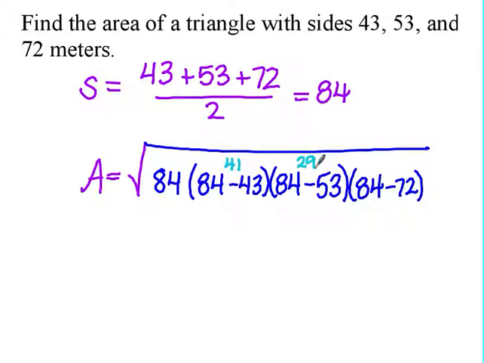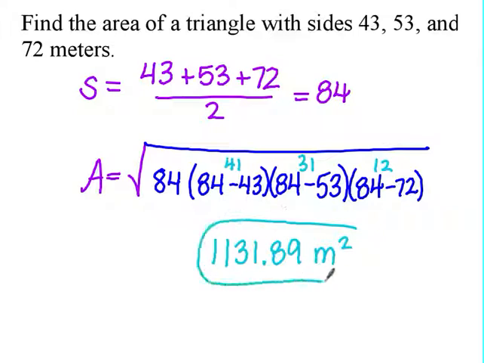31. What was I thinking? Try again. 31. And then 84 minus 72 is 12. So you're taking the square root of 84 times 41 times 31 times 12. What'd you get? 1,131 meters squared. So that's how you find the area of an oblique triangle where you know all three sides.